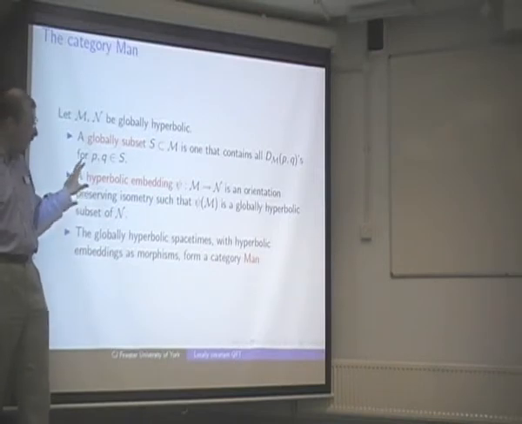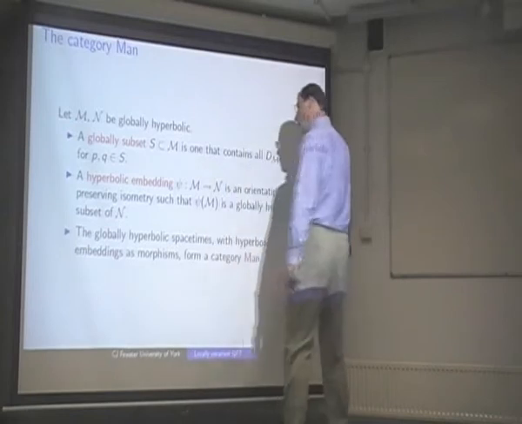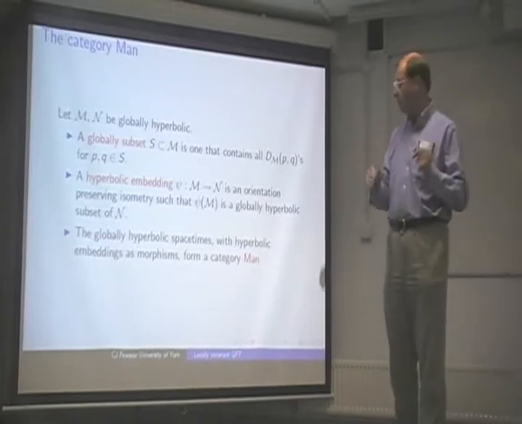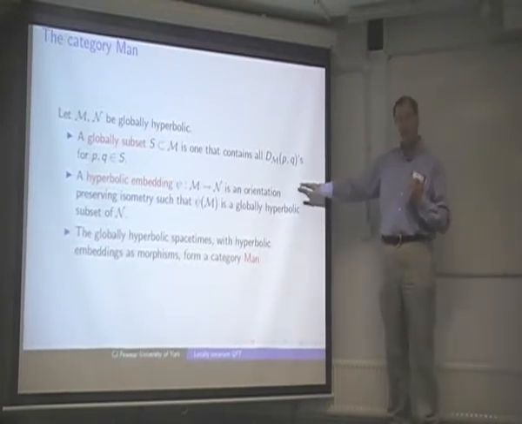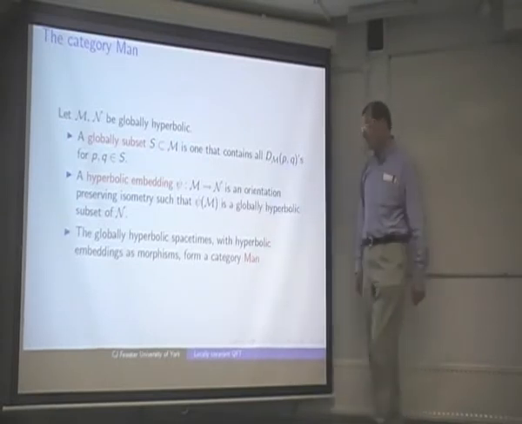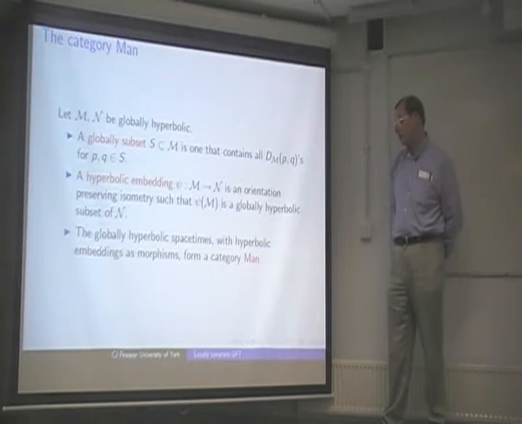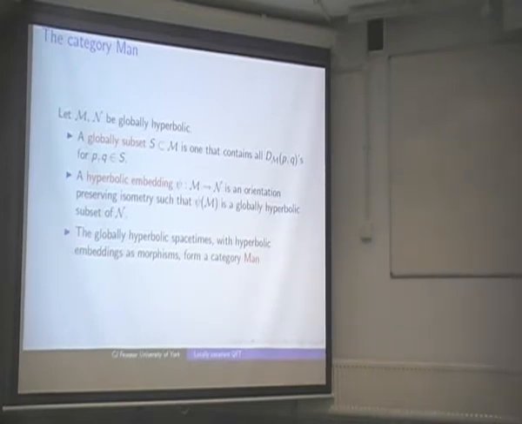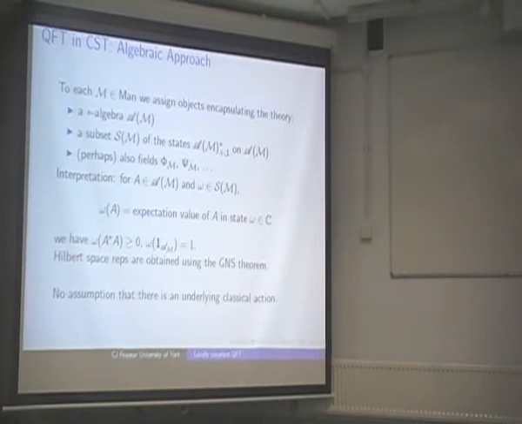And a hyperbolic embedding of one globally hyperbolic manifold in another is going to be an isometry. So the geometry is identical. I'm also going to preserve orientation, so not only handedness in the three-dimensional sense, but also future and past. So if I have an embedding like that, such that the image, psi of m, is a globally hyperbolic subset, then I will call this a hyperbolic embedding, and it's not so hard to find that these satisfy the conditions to give you a category, and that's the category Man. Which sounds very anthropocentric, but it's short for manifold as well as anything else.